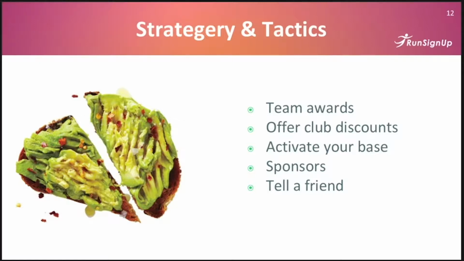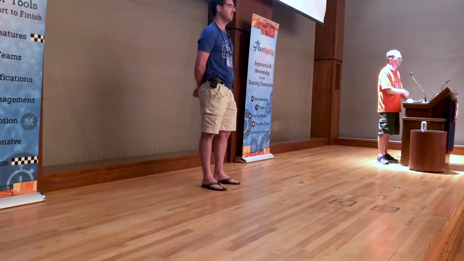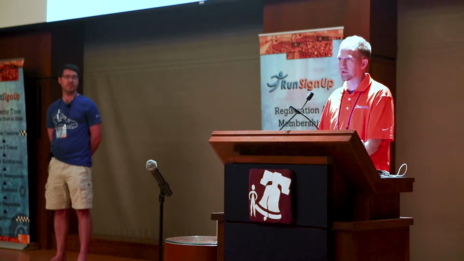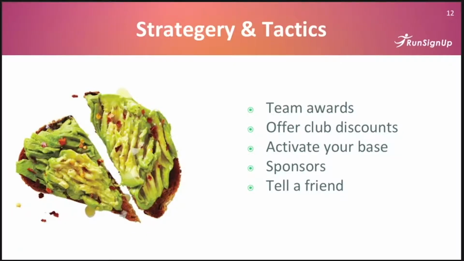Some examples are the team awards. You might have heard of the Scott Coffee race. They give out special socks to whoever has the most people on the running team. That can be like a different way to market to people. If you think of a team captain as a key influencer, those are people that you want to target because they're going to bring additional people to your race. Offering club discounts.